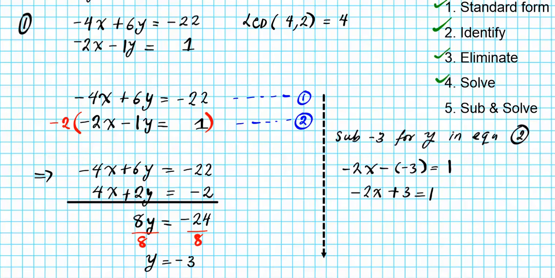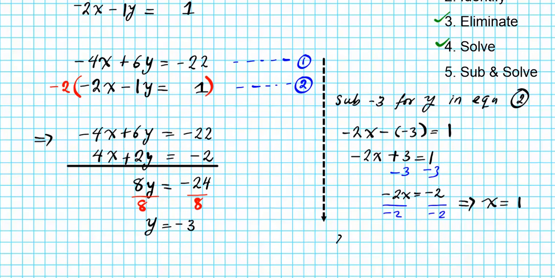To get x isolated, we subtract 3 from both sides. That leaves us with negative 2x equals negative 2. Divide both sides by negative 2. And your final answer will be x equals positive 1. So your solution to this system of equations is x equals 1 and y equals negative 3.